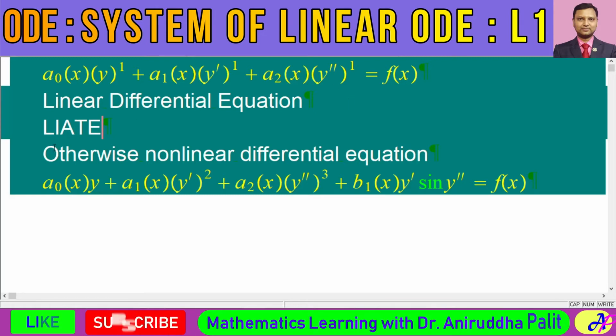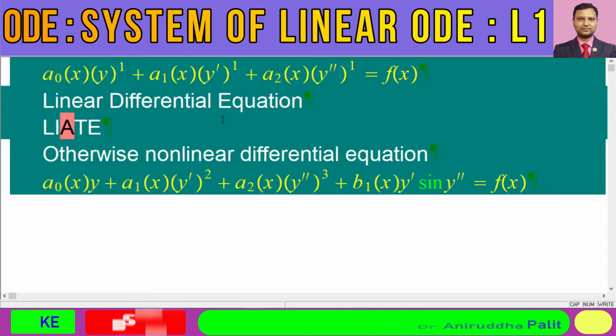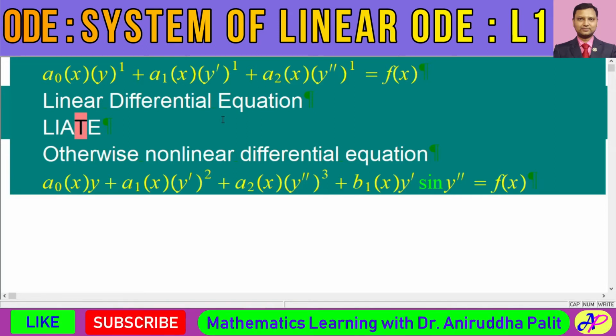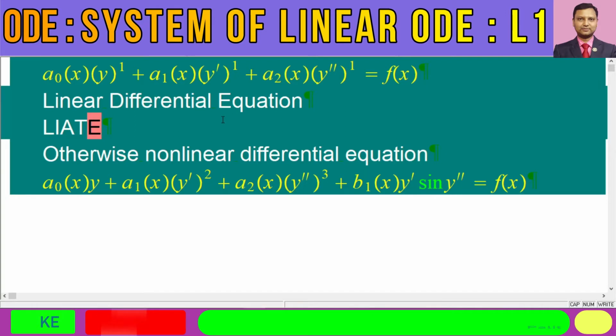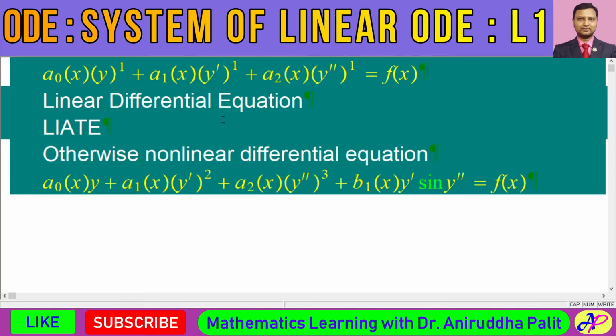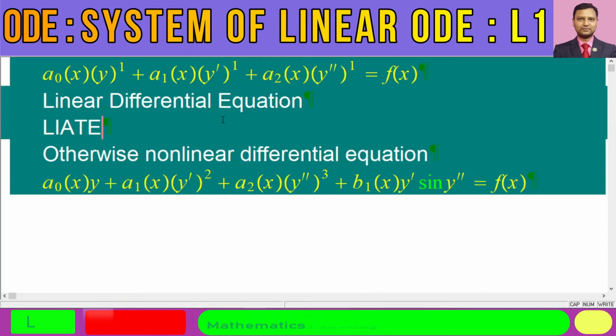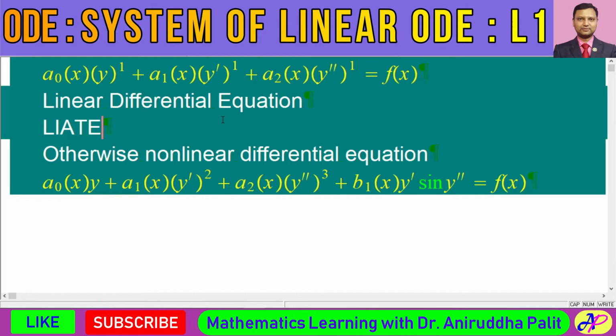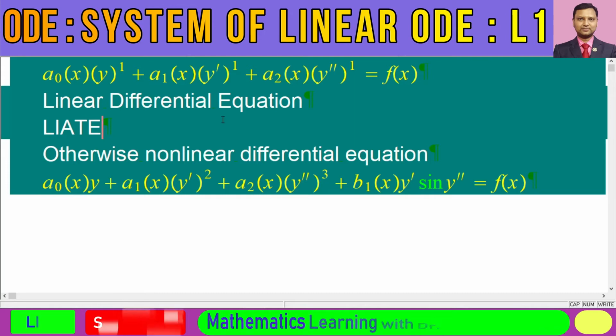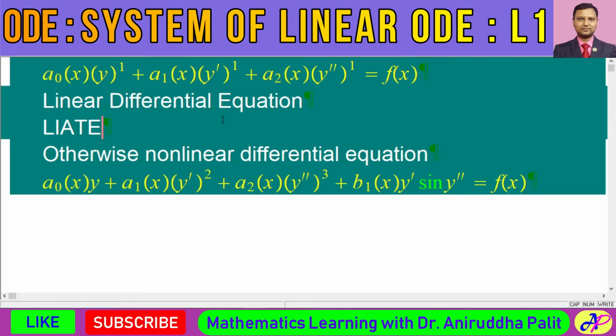In the integration process, you have probably already heard the word LIATE. L stands for logarithmic function, I stands for inverse function, A stands for algebraic function, T stands for trigonometric function, and E stands for exponential functions. So there are some other categories of functions as well. Some advanced definitions of functions have been made in order to solve differential equations. But the problem is that with this limited category of functions, it is not possible to find the solution of the differential equation.